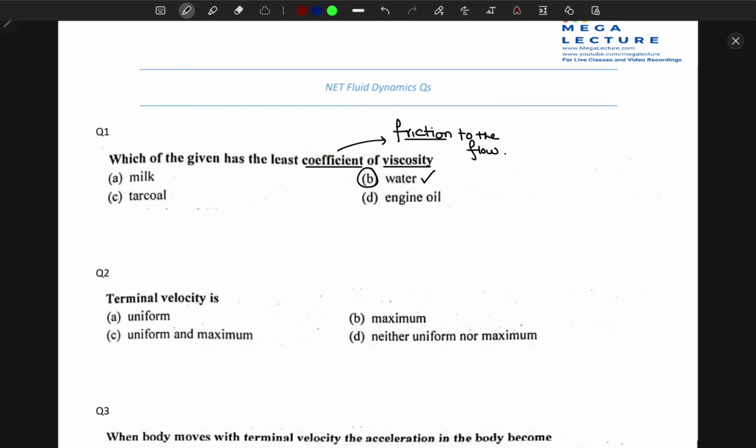Now, the next question is question 2, which says that terminal velocity is. So they're asking you about the definition of terminal velocity. Let's look at some of the options. It is uniform, it's uniform and maximum, it's just maximum, or it's neither uniform nor maximum. Now, terminal velocity was defined as, imagine you have a spherical body and this falls down, right?